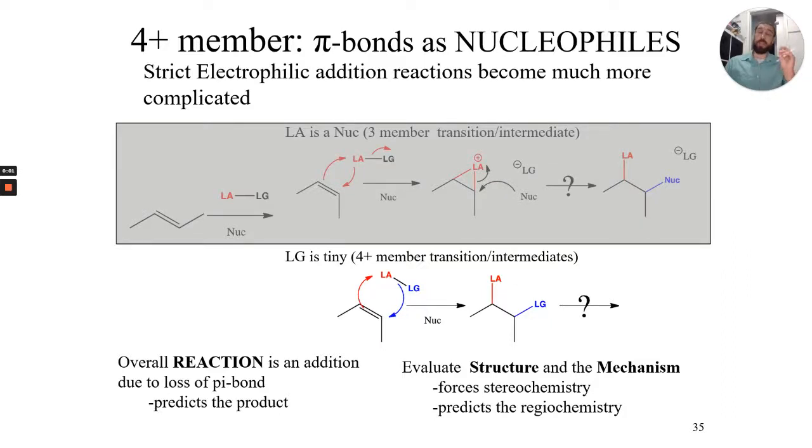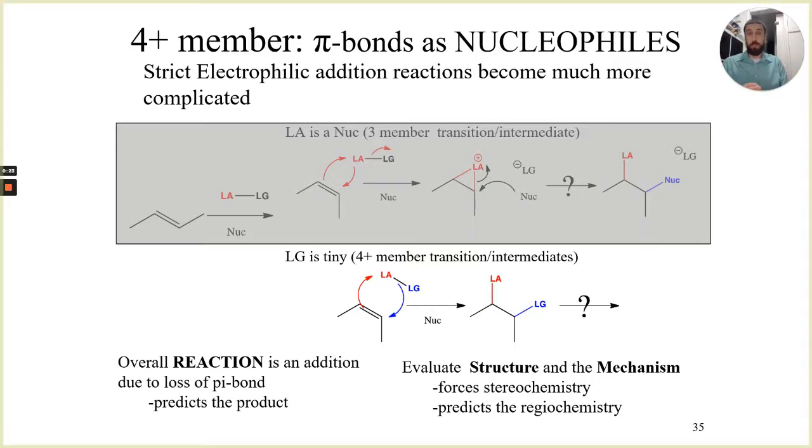So we already looked at the three-membered transition slash intermediates. We're looking at our electrophilic addition. So now what we'll do is shift to our 4 plus member. So plus because we can see 4, 5, and 6 membered rings form through these individual reactions. So if you remember as a review, we've got the general mechanism written down there for you just to give you an idea of what's going on.